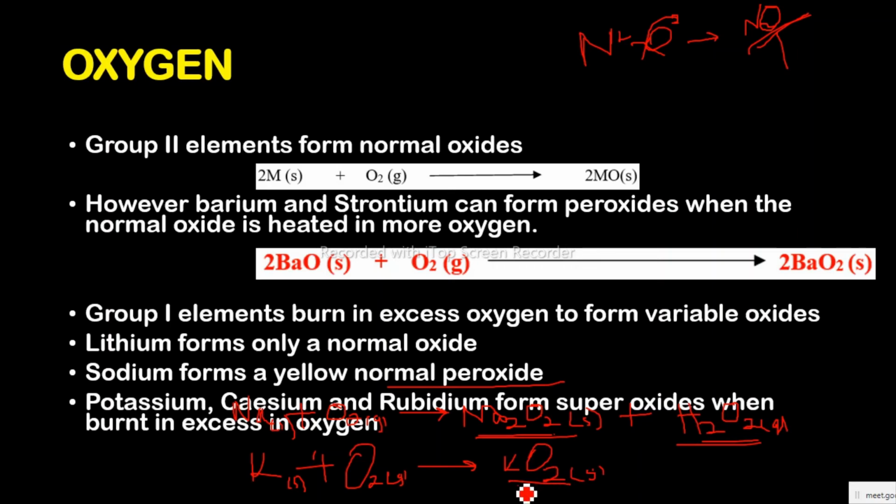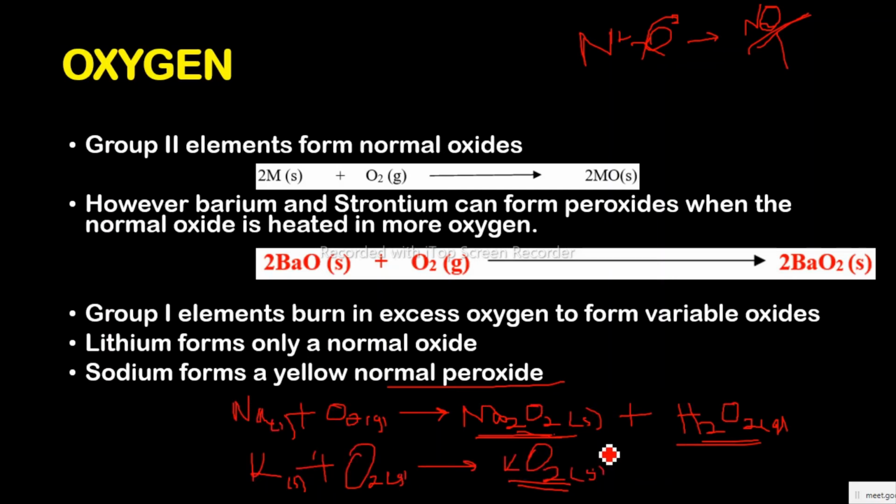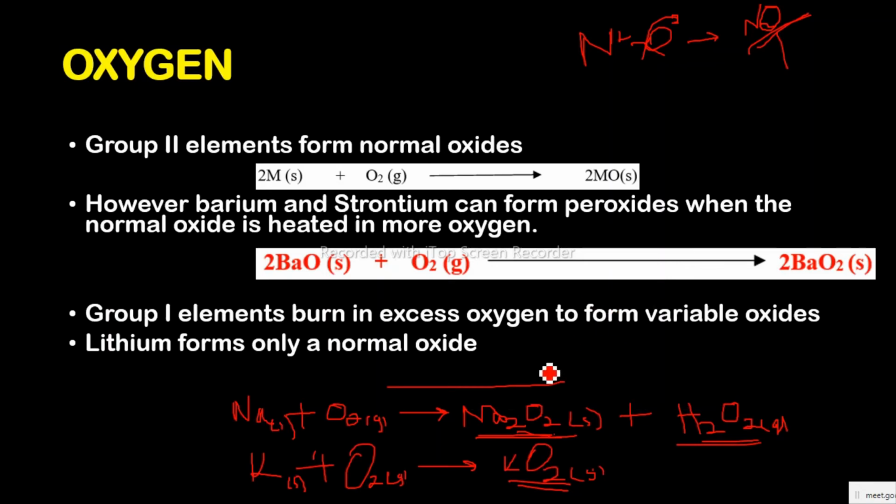Now, why this? You must be able to see some relationship: with lithium you are forming a normal oxide, with sodium you are forming a peroxide, but with potassium and below you are forming a superoxide. What is the science? And the science is simple.